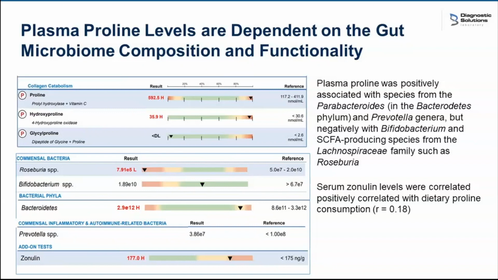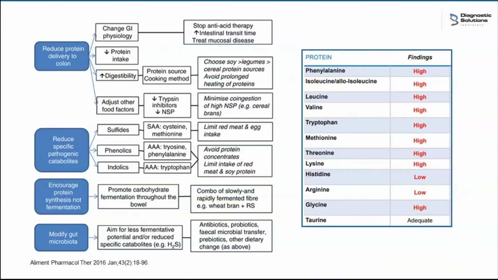And there are studies of patients who, despite a high proline intake, had low circulating proline levels. They had a different microbial composition that was more consistent with the people who had lower depression scores. So a high proline diet may not be for everybody, and you may have to look at it based on an individual.